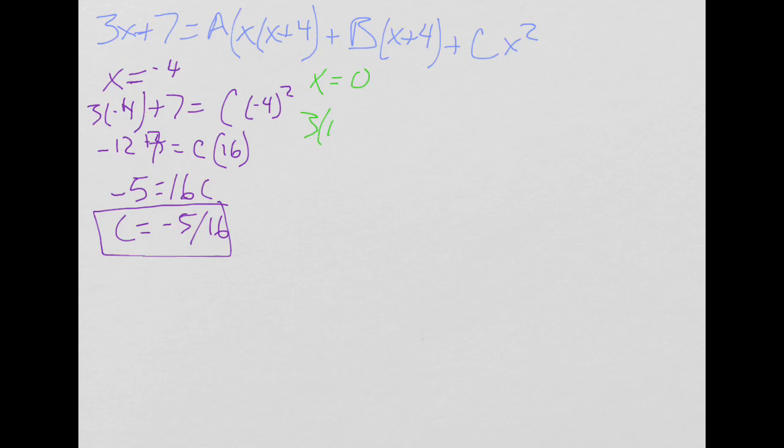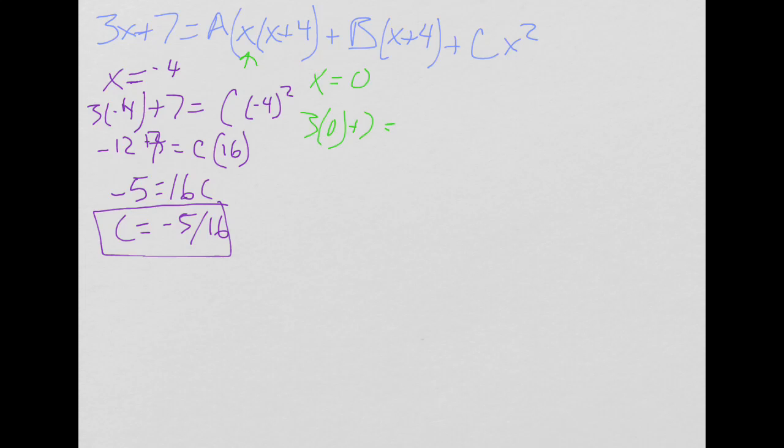Well, we're going to get 3 times 0 plus 7 on the left equals a times, I'm not even going to write this because, look, plug 0 in for x there and we get 0 times, doesn't matter what that is, it's 0.